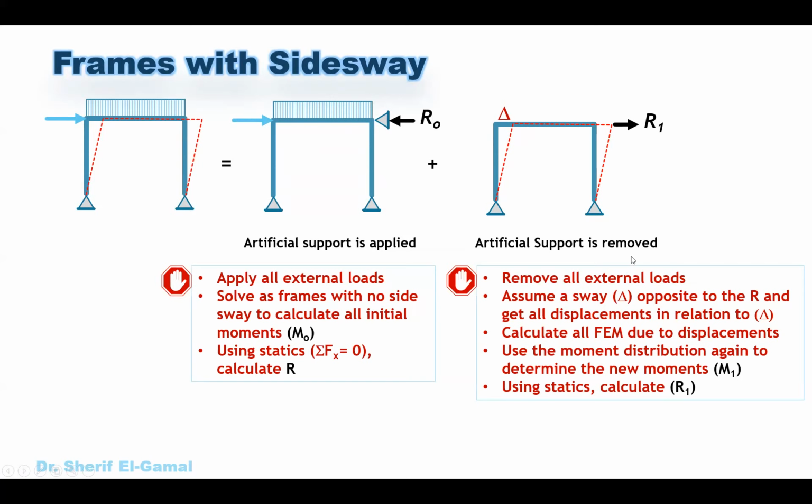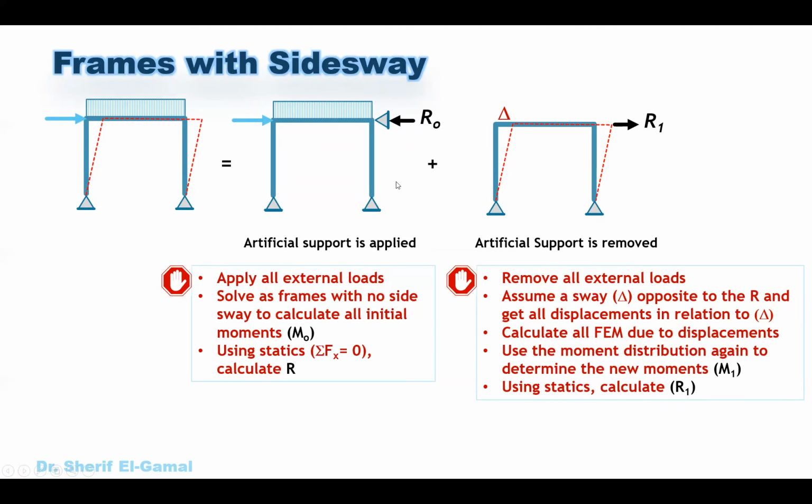will go smoothly. Then we have to calculate all fixed end moments due to this displacement. We'll see together how to do that. We calculate again the moments due to these fixed end moments and the displacement. We call it M1, and then we make a summation of forces. You get the R1.